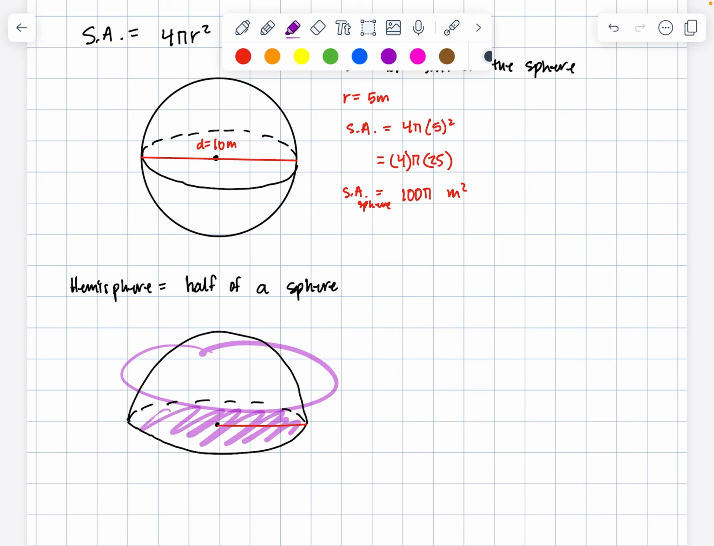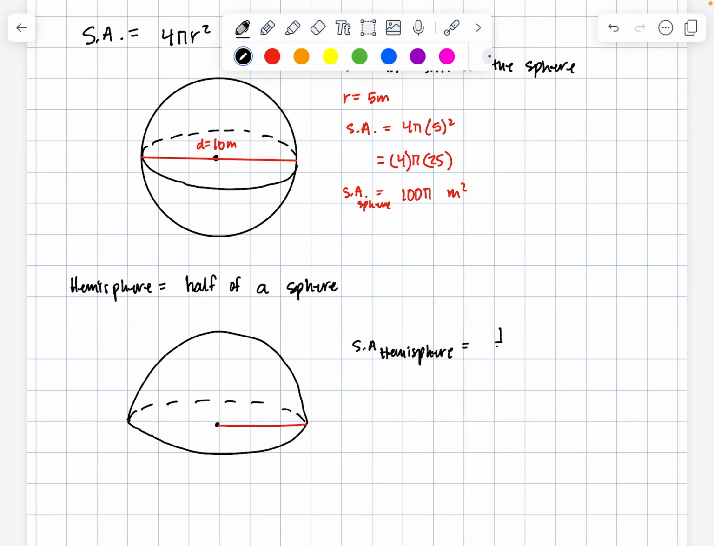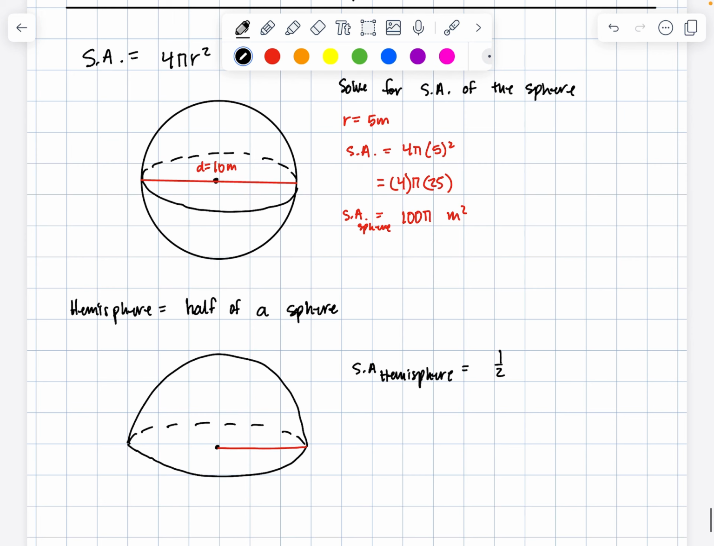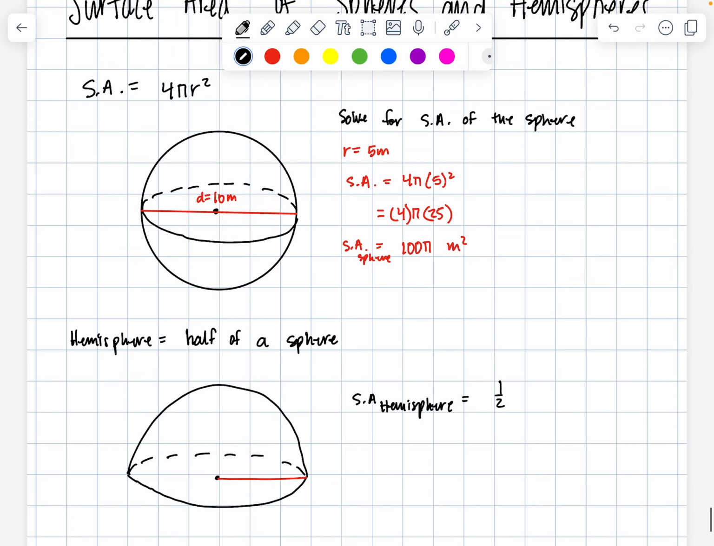So the surface area would then be equal to the top half of a sphere plus the base. We now have a base, and the area of a circle is just pi r squared. So we're going to take the equation for the surface area of a hemisphere, which is half of the surface area of a sphere. We're going to take 4 pi r squared, and cut that in half for the hemisphere.